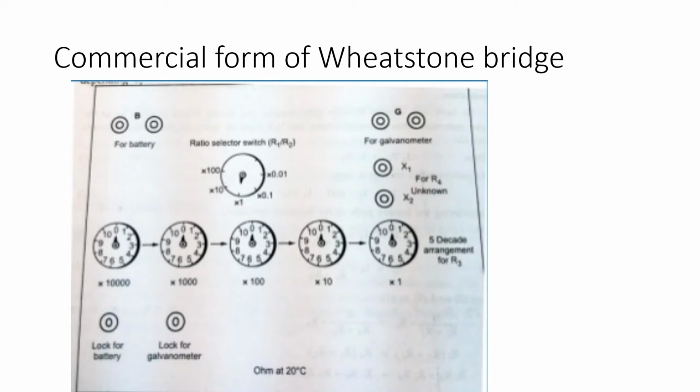So this is the commercial form of the Wheatstone bridge. From the diagram, you can see the battery, the ratio selector switch, that is the ratio of R1 by R2, a galvanometer, and then the standard arm selector, whose value you can select using these knobs.